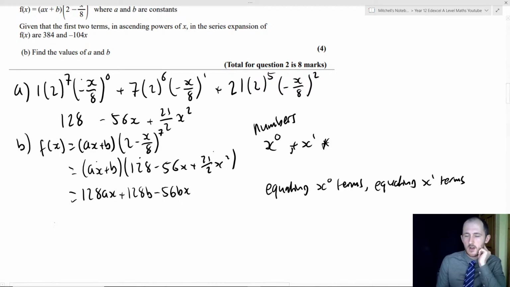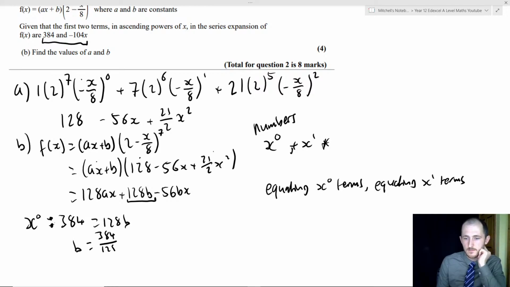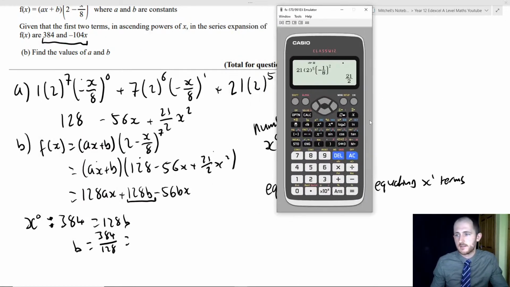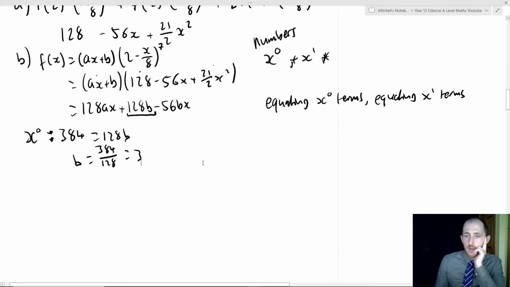So let's start. If we start with x to the 0, x to the 0 in this is just 384. Make that a colon actually. And what is it in this term? It's just 128b. So in other words, b equals 384 over 128. Okay. So again, don't risk it. Even if it is basic maths, just do 384. See? Use a calculator.